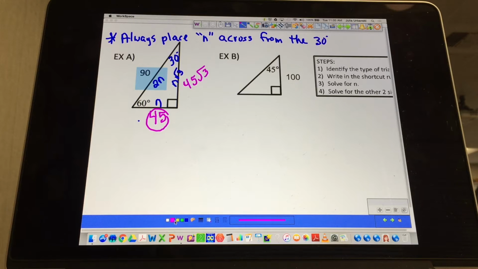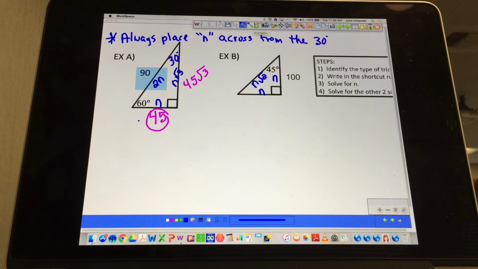Alright, letter B. This is a 45, 45, 90 triangle now. I don't use the same formulas. What goes on these two sides when they match? n and n. Good. So this is n, this is n, and the hypotenuse will be n radical 2. If you want to know where that comes from, look at the top of your paper. It's just a rule that we wrote down.